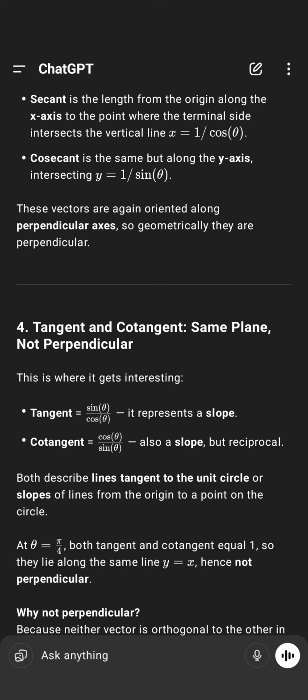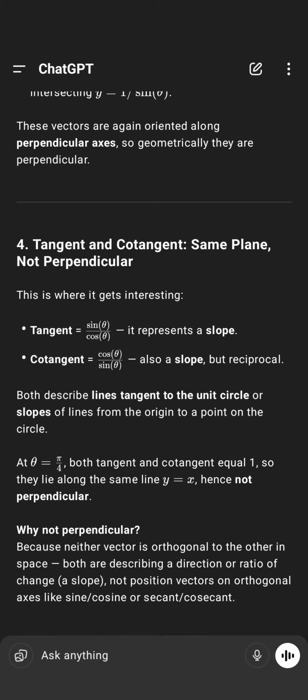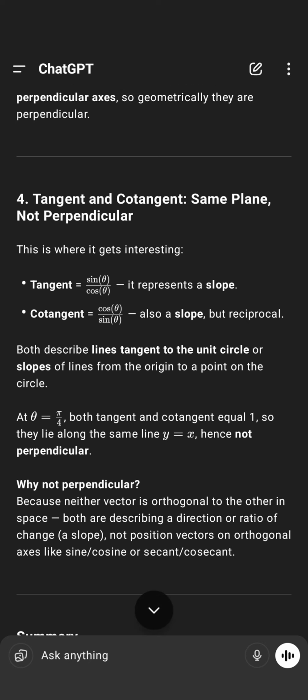4. Tangent and cotangent, same plane, not perpendicular. This is where it gets interesting. Tangent equals sine over cosine. It represents a slope. Cotangent equals cosine over sine, also a slope, but reciprocal. Both describe lines tangent to the unit circle or slopes of lines from the origin to a point on the circle.